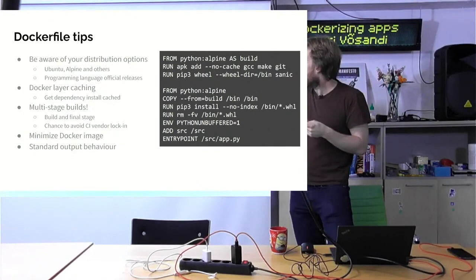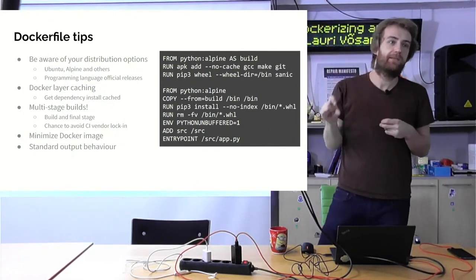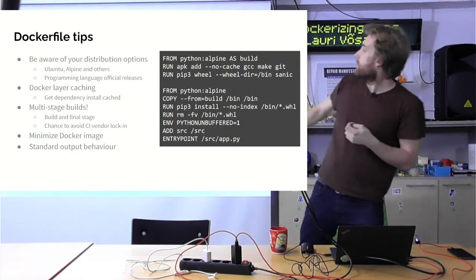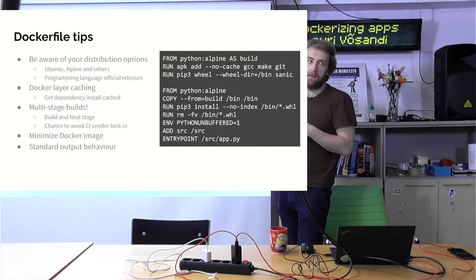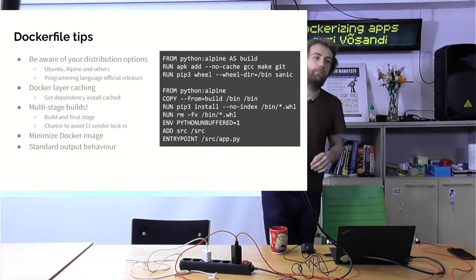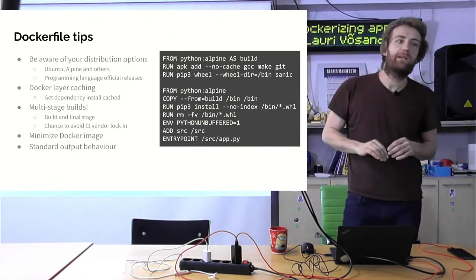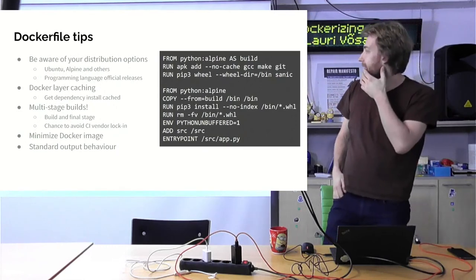This AS build is the way that is used to label the stages of the build. So these two instructions get saved as the build stage, and you can refer to it from the other stages. And this COPY --from is used to copy the binaries from this step, leaving behind all of these temporary build files, source code, all the garbage.